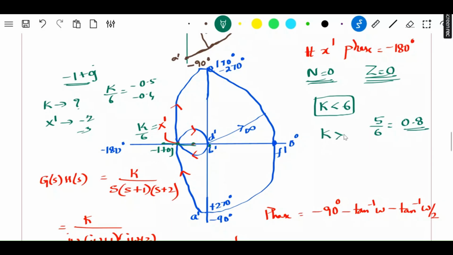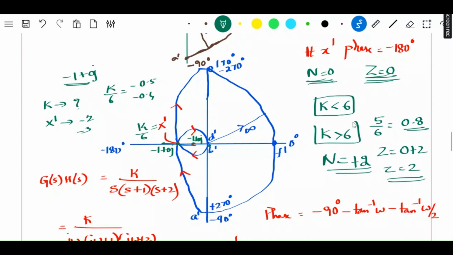If the k value is greater than 6, then there will be an encirclement encircling minus 1 plus 0j. Then definitely the system becomes unstable. N will be what? If minus 1 plus 0j is inside this point, for example minus 1 plus 0j is here, you have one circle inside, another circle outside. You have two different circles, and both are clockwise. This is clockwise, this is also clockwise. As both are clockwise, you get positive 2. N will be 2. Z will be equal to what? P plus N, 0 plus 2, and Z becomes 2. Therefore, the closed loop control system becomes unstable for k greater than 6.